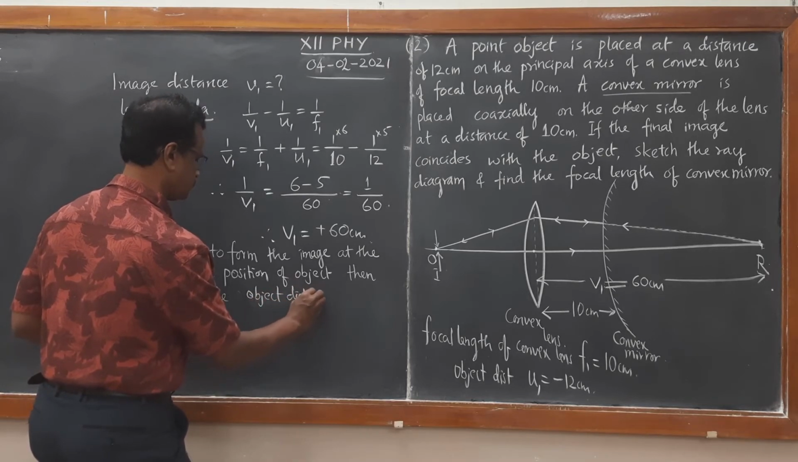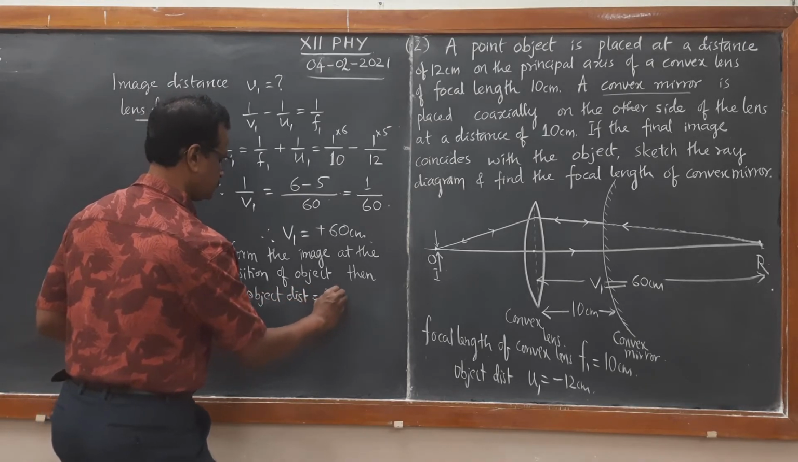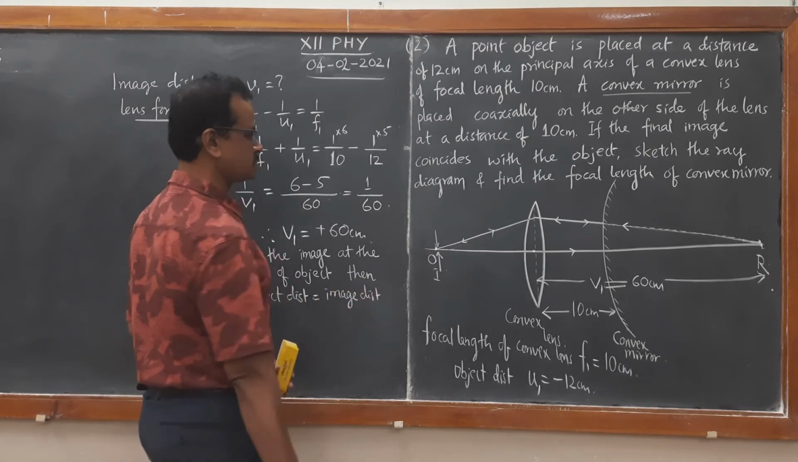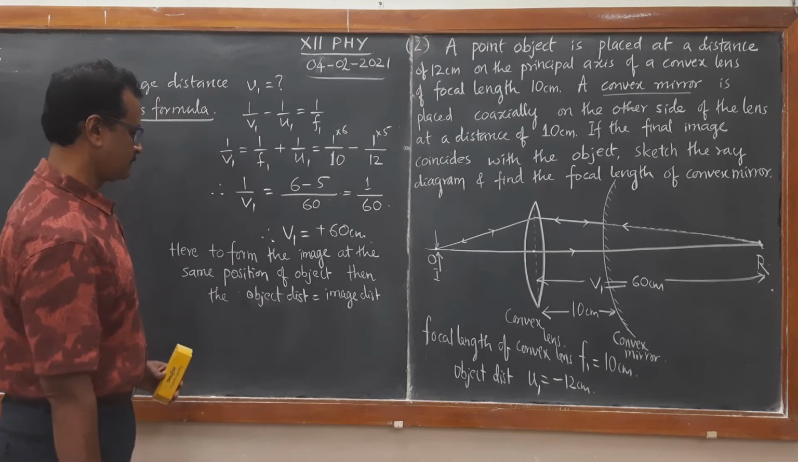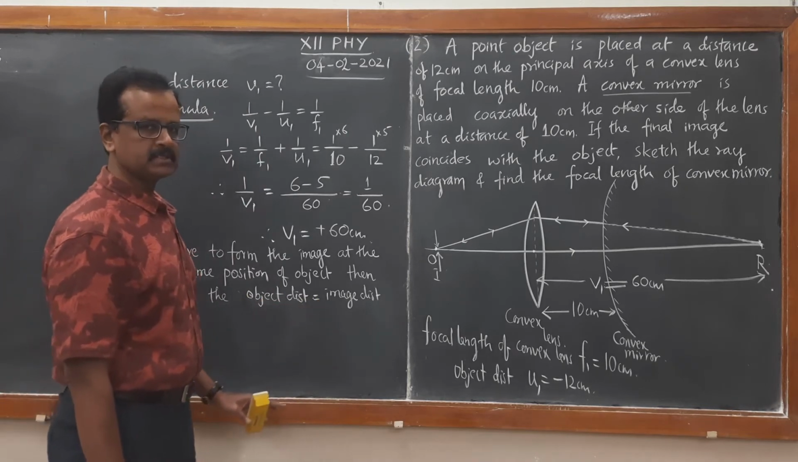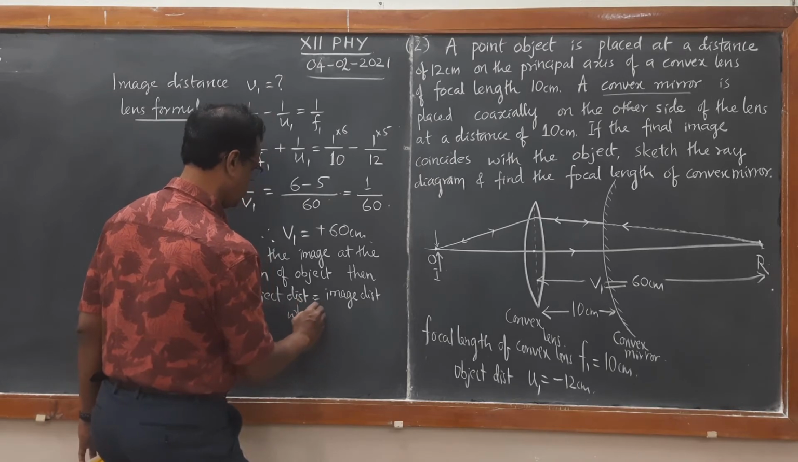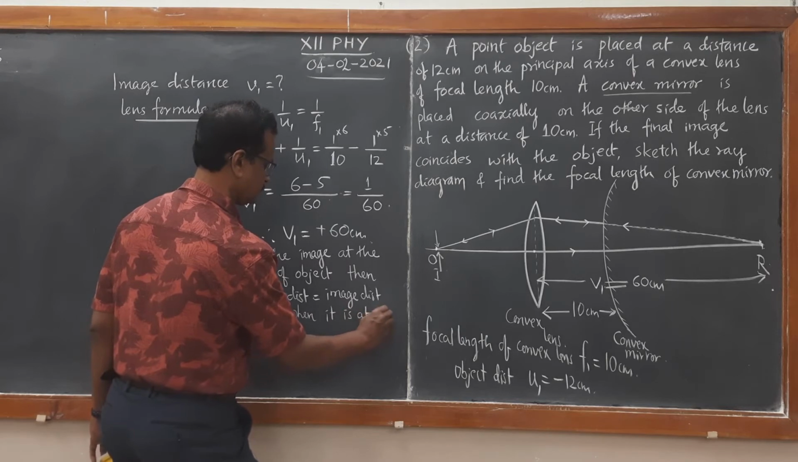Object distance is equal to image distance. It happens only at the radius of curvature.